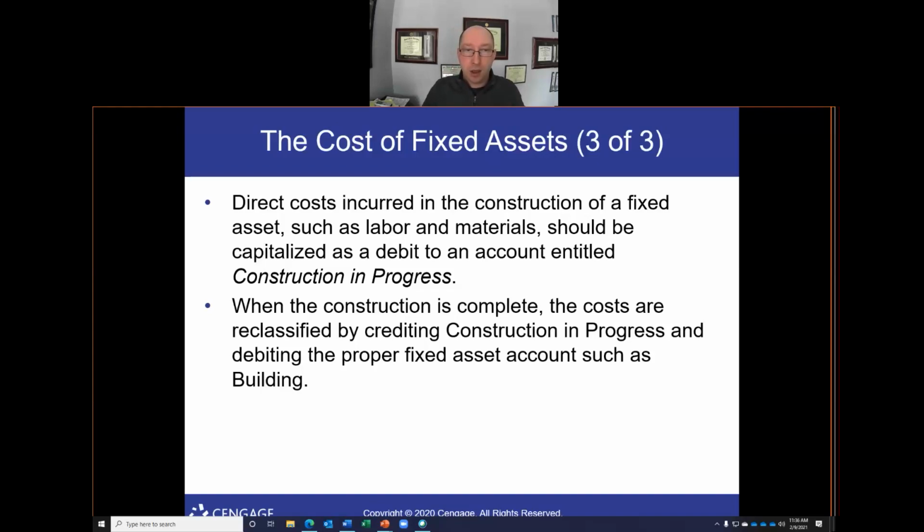Those costs get added up throughout the construction process, and those costs get allocated to an account called construction in progress. As we are building a building, we add up all of the costs associated with that construction. Direct materials, direct labor, cost of acquisition, whatever. We add those things up and we debit those costs to construction in progress. And we credit building, okay, because we're putting up a building.